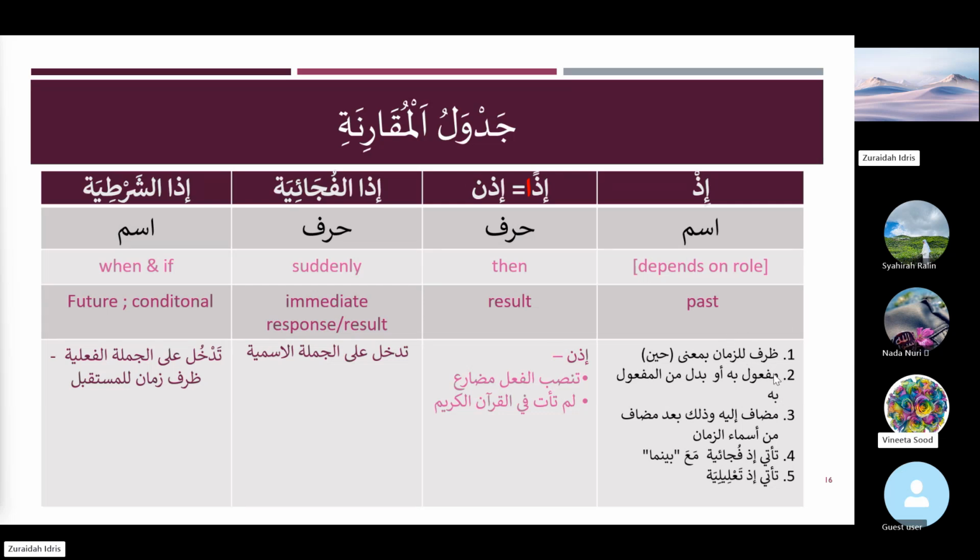So here we have idh, and we see here, it's a zarf zaman. Sometimes it behaves like a maf'ul bihi, and sometimes mudaf ilayh. This is when it itself is attached to another zarf zaman. So it is a zarf zaman, but then it can also attach itself to another zarf zaman. Then we'll see how this happens. And of course, it can also be fujaiyah when it comes with bainama. We will see an example of that. And finally, ta'liliyah. This is something I will talk about once we have done ayah 60, inshallah. So what are the roles of idh again?